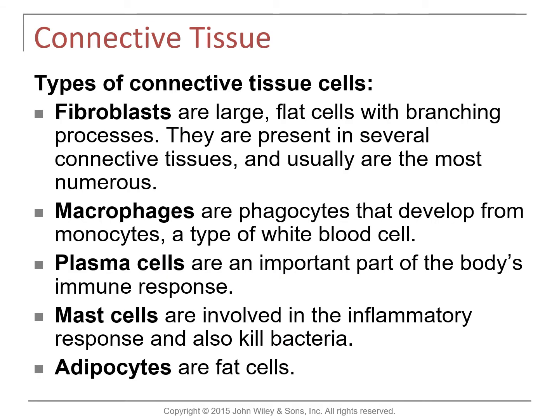All right, so here we have the types of cells that make up connective tissue. Fibroblasts are large, flat cells with branching processes. These are present in several connective tissues and are usually the most numerous. Fibroblasts are somewhat specialized and they produce an extracellular component protein called collagen. So your fibroblasts are responsible for laying down collagen.